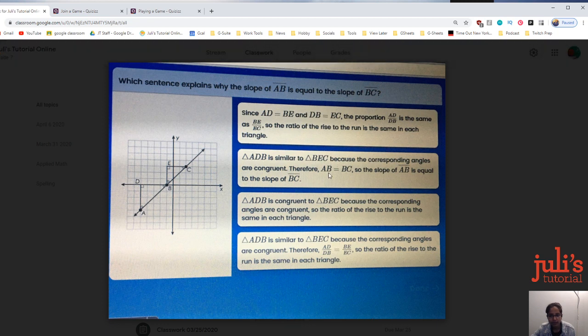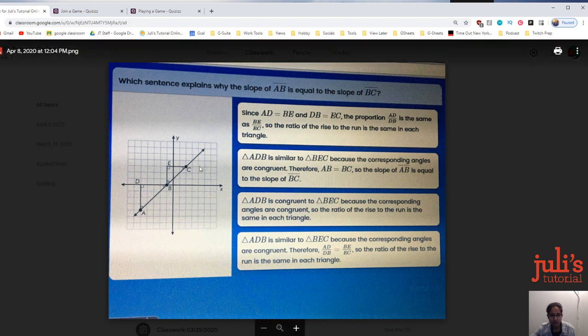So therefore, AB is equal to BC. So therefore, this hypotenuse, as in this side of the triangle and this side of the triangle, the ones opposite the right angle, they're equal. So the slope of AB is equal to the slope of BC. So they're saying the slope of this line is the same as the slope of this line. Okay, yeah, well, they're also part of the same exact line. So of course, this slope is going to be the same. Now, triangle ADB is congruent to triangle BEC.